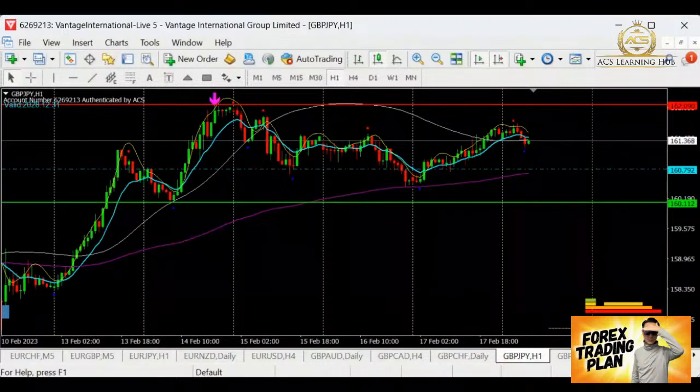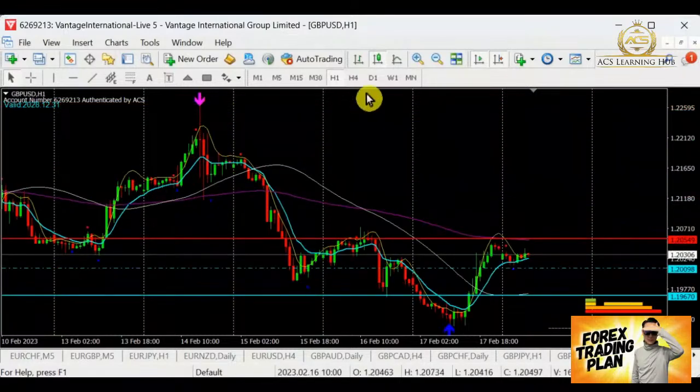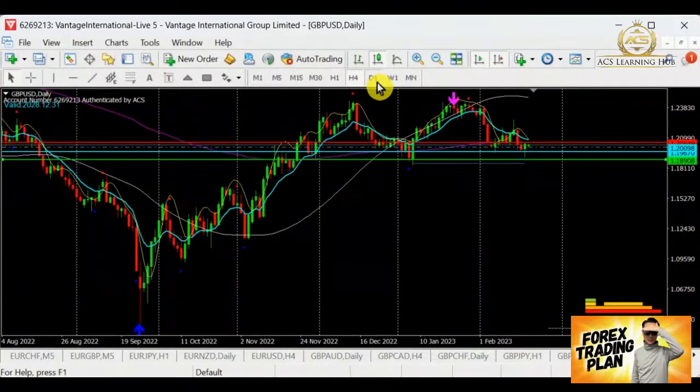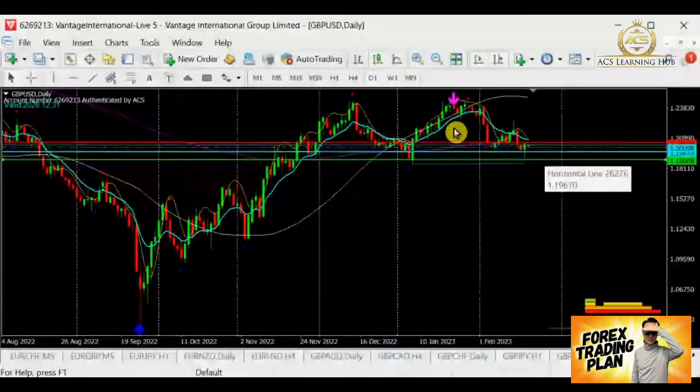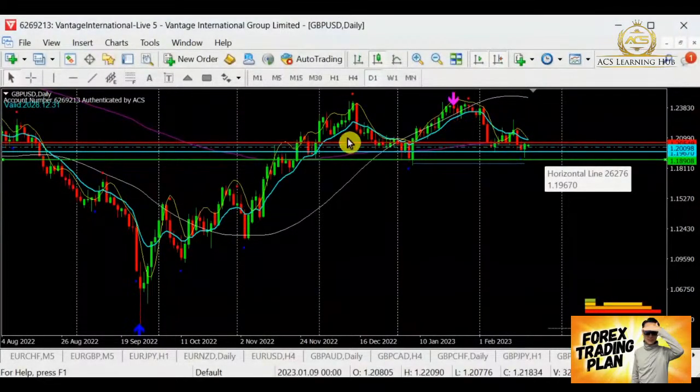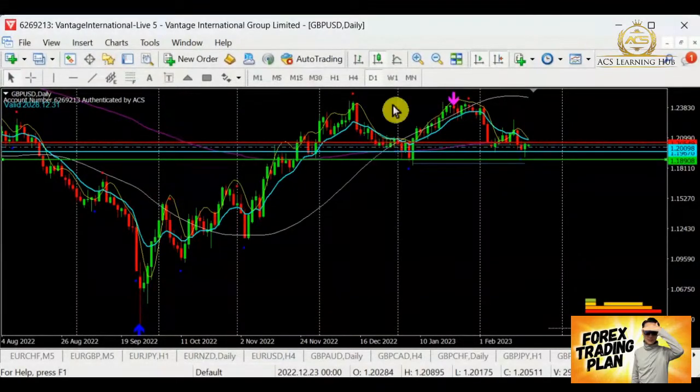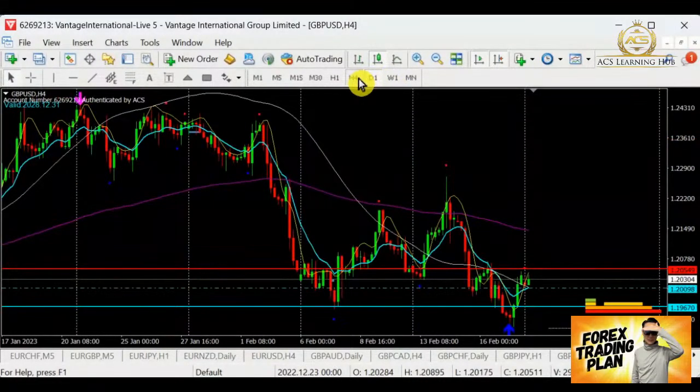Okay, right. So let's move on over to pound dollar. Well, for pound dollar over here, we have a formation for selling. We can see it testing the support over here. And today for pound dollar, looking for selling.